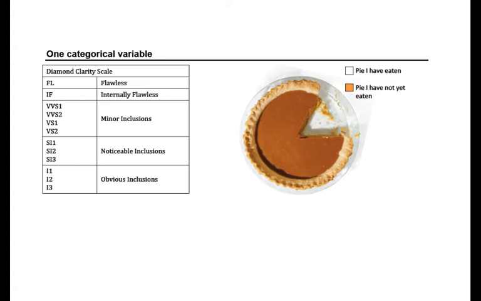In one categorical variable, we have a few graphical displays that we can use, one of which we have over here, which we will of course recognize as a pie chart. We're going to look at diamond clarity, which is categorical.